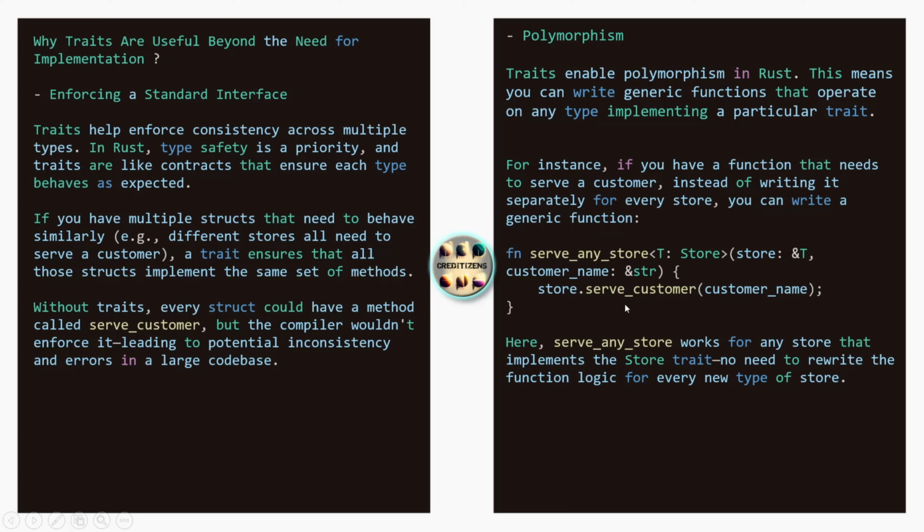Here we provide an example. Serve any store, which has the T, the generic type, bound by the trait Store, which is passed here as a reference of a store, and we have the customer name as a reference to the customer name. And after here, because we have the type Store, we can use the signature function serve customer and pass in the customer name, which is an ampersand string as defined in the Store trait. So this is following the signature. Here, serve any store works for any store that implements the Store trait. No need to rewrite the function logic for every new type of store.